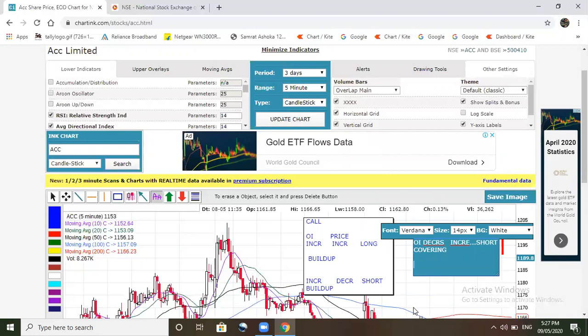And the fourth condition would be OI decreasing and price is also decreasing. I am discussing calls only. Then we can see long unwinding. So again stock price will go down. This is long unwinding.